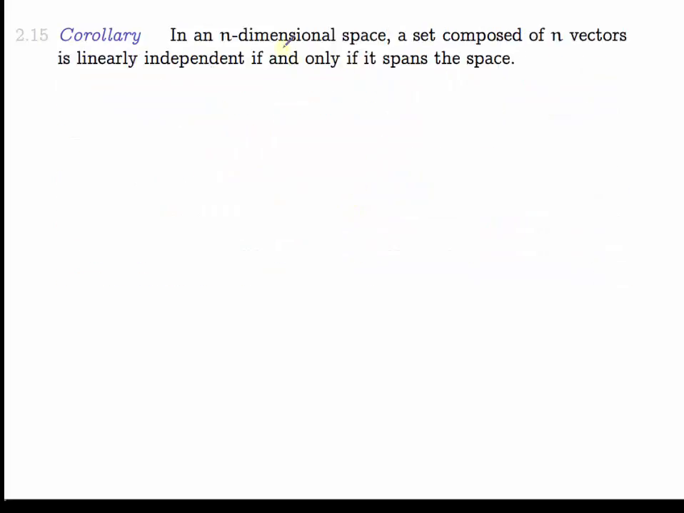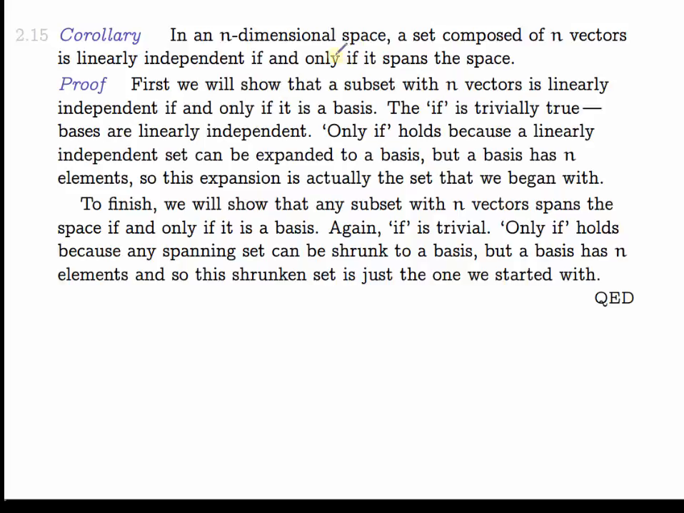All right, in an n-dimensional space, a set composed of n vectors is linearly independent if and only if it spans the space. Okay, first we will show that a subset with n vectors is linearly independent if and only if it's a basis. Okay. All right, if is trivially true, bases are linearly independent, okay? Only if holds because a linearly independent set can be expanded to a basis, but a basis has n elements, so we can't add any more vectors to the set we've already started with.